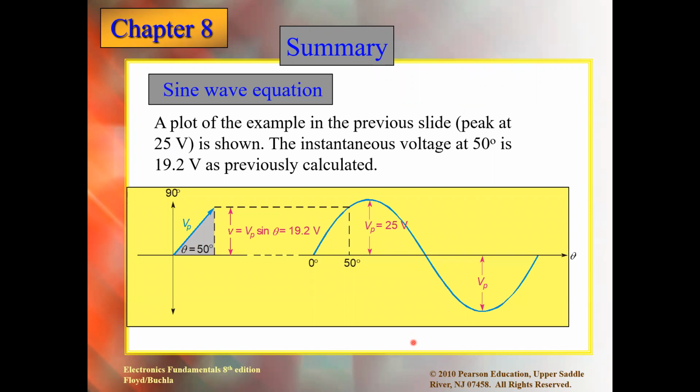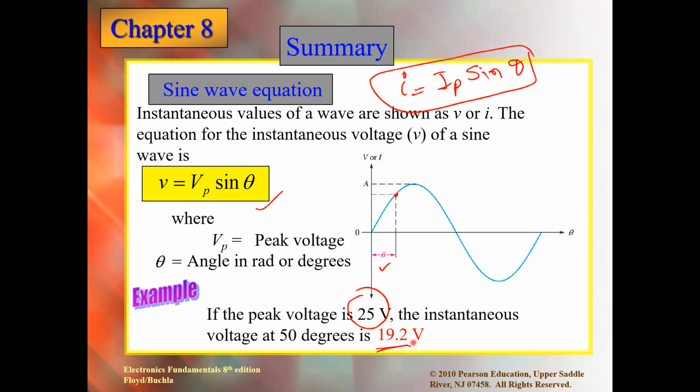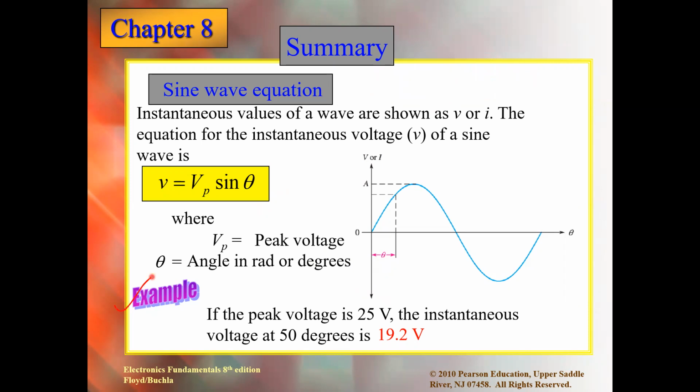Doctor, how did we get the degrees? Which degrees? 50 degrees for the sine. It is given in the question. Now it is a question for you: if the peak voltage is 25, and the voltage at 50 degrees, you put these values in here. So it's simple. You can easily get it.